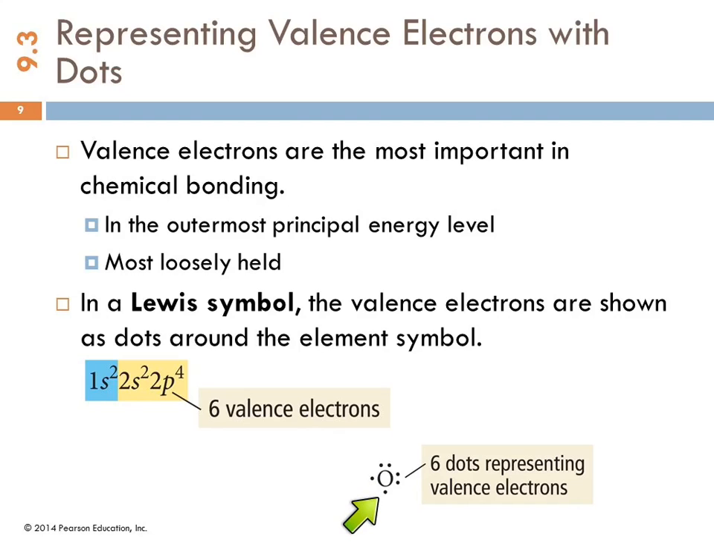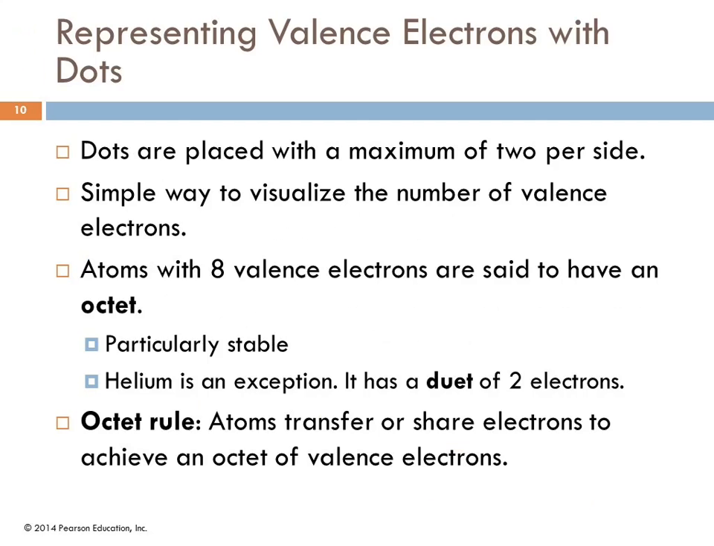We draw the dots to represent valence electrons. We draw them around the element symbol. That's what that is. It's an element symbol. And we've got top and bottom, right and left. You can have a maximum of 2 electrons in each position. So maximum of 2 per side.